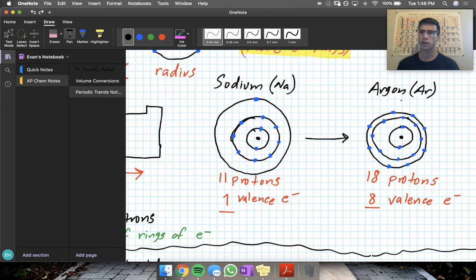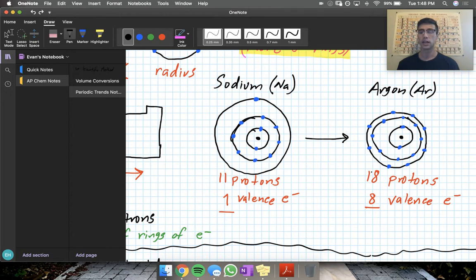Now, if we move all the way over to argon, we still have 3 energy levels, but we can see that the energy level on the outside has a smaller radius. I know I didn't really draw this to scale, but hopefully you can see that. Why would this radius be smaller? Here we have 8 valence electrons, which is great. We've just been adding electrons to the valence shell, but we also have 18 protons. So we have not gained any extra energy shells, or any more rings of electrons around this atom, but the nucleus now has 18 protons.